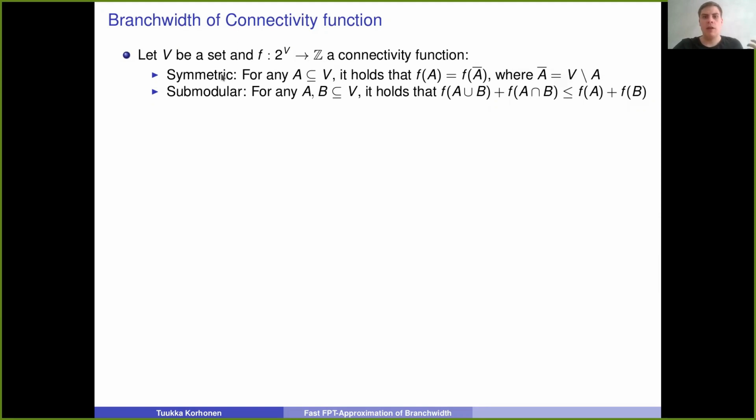What symmetric means is that for any set A, the value of this function must be the same on A and A bar, where A bar denotes the complement of A. And submodularity, well, it says that for any subsets A and B, you have to satisfy this inequality. Okay, so a connectivity function is some function like this that satisfies both of these.